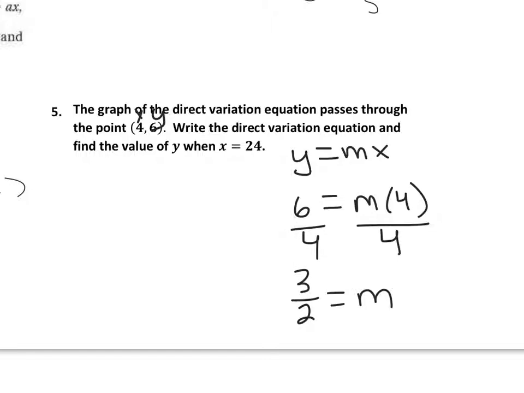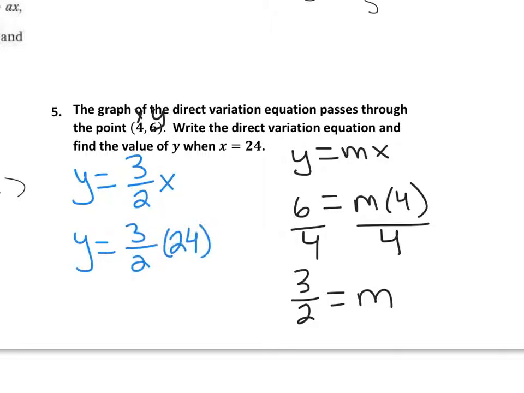So now we got to write our equation. So y equals 3 over 2x. Plug in the 24. Y equals 3 over 2 times 24. So y equals 36. So let's take a look at some more examples, guys.